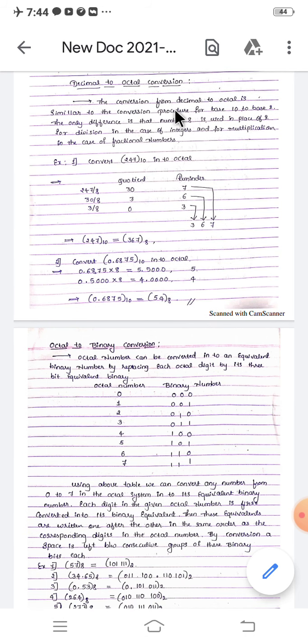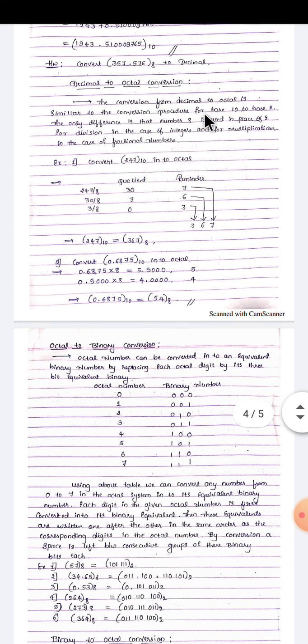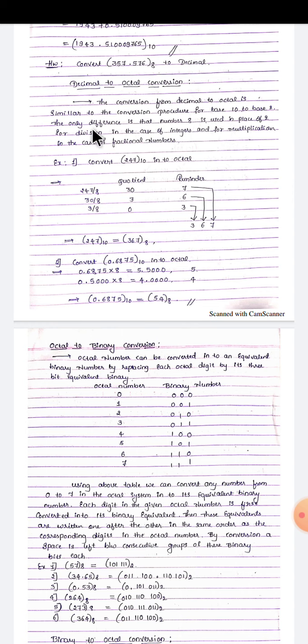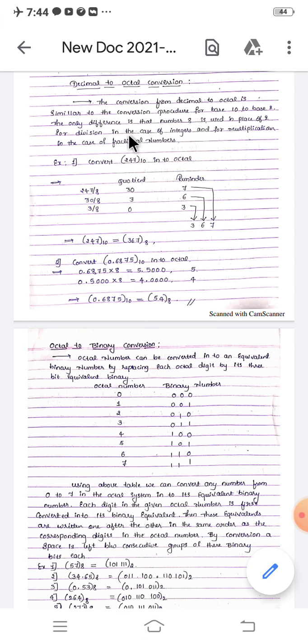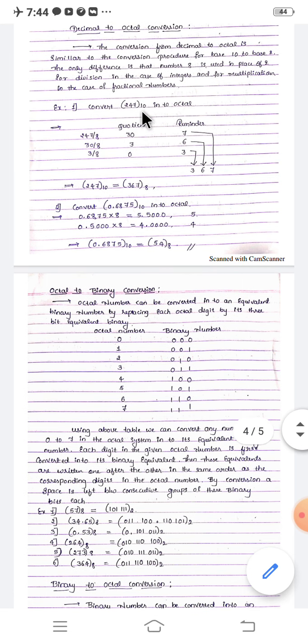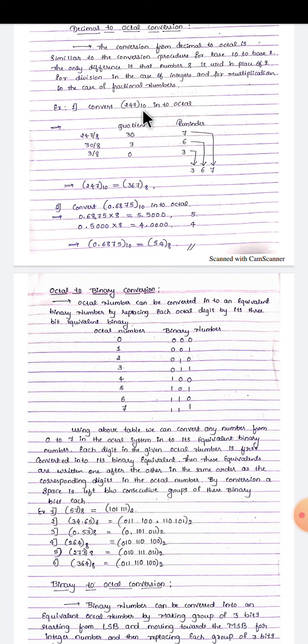Here, the conversion from decimal to octal is similar to the conversion procedure for base 10 to base 2. Base 10 is decimal, base 2 is binary. The only difference is that the number 8 is used in place of 2 for division in the case of integers and for multiplication in the case of fractional numbers. Let us take the example: convert 247 with base 10, a decimal number, to octal.